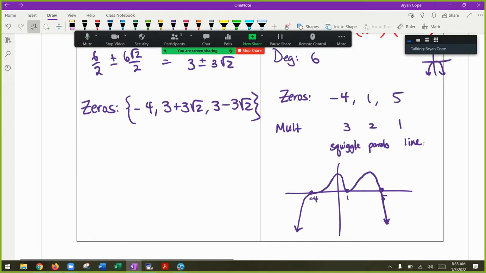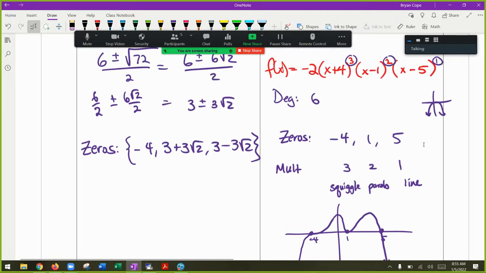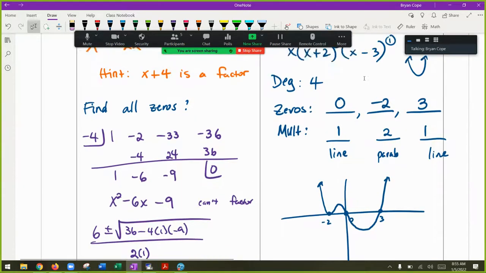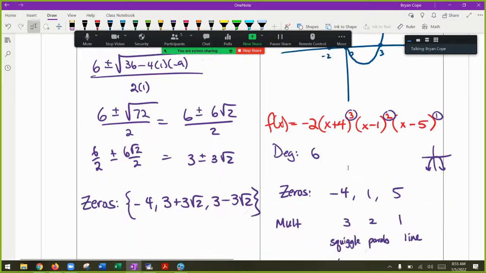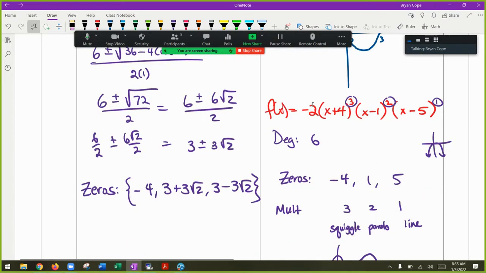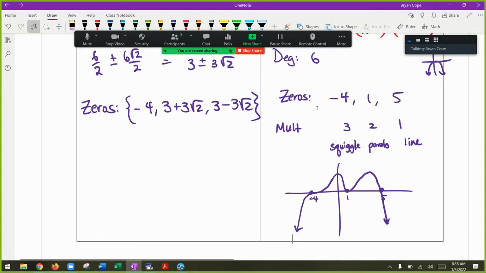Why did we use the x on the first one, but not the -2? Great question. X actually produces a 0, right? A 0 of 0. But -2 does not produce a 0. It's just a leading coefficient. That's why we did not account for it. Okay, so it starts low, it squiggles, it bounces, and then it goes through. That's the shape of the graph.